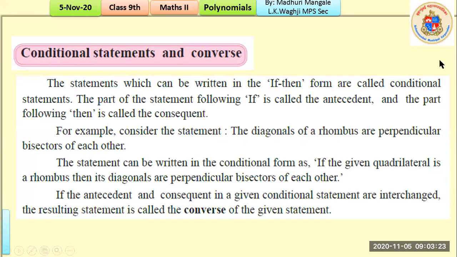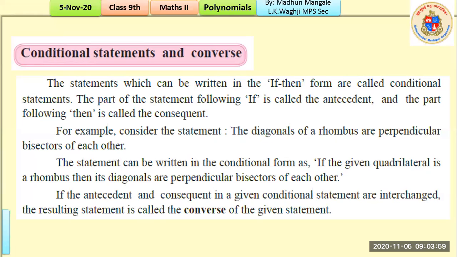So the statements which can be written in this form, if this then that, are called conditional statements. There are two parts to these types of statements. One is called the antecedent, and the second is called the consequent. The first part which is given is called the antecedent, and the later part is something we have to prove. The later part which we are asked to prove is called the consequent.